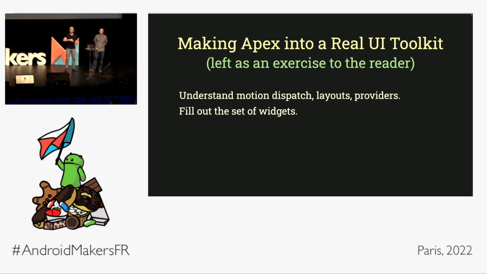The first is just do the rest of the widgets. So we did image and button, but there are probably a few more that you would need in the limit to actually have a full UI system. So you've got checkboxes, progress bars, whatever those things are.